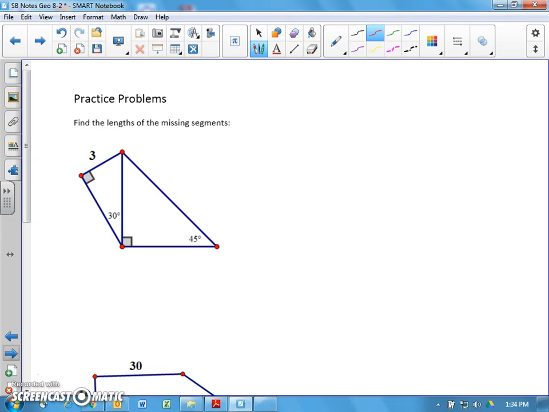Clearly, you're going to want to start with the 30, 60, 90 triangle on the left, because that's the only one that gives you a side length. So we'll go through and figure that out. Stop the video, see if you can figure that out, and then resume the video to check it.